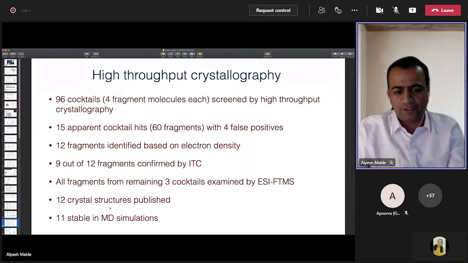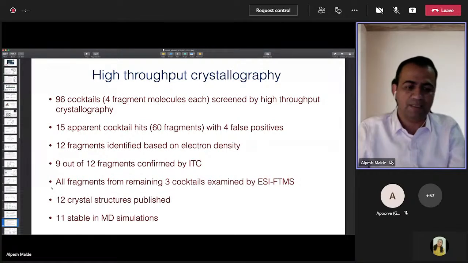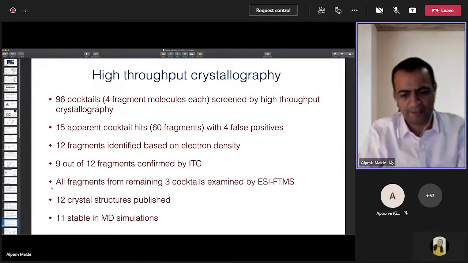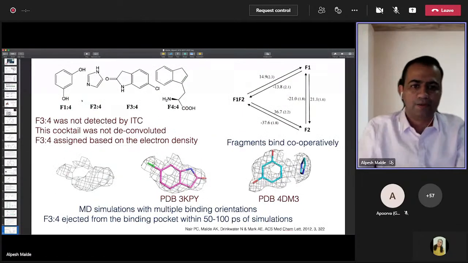So we took those 12 crystal structures and ran molecular dynamics simulations. Out of 12, 11 were stable and all happy, which is nice, but one was unstable. And then we were interested in understanding why that one is unstable, what is wrong there, something is not right there. So it's shown here. That cocktail contained these 4 molecules.